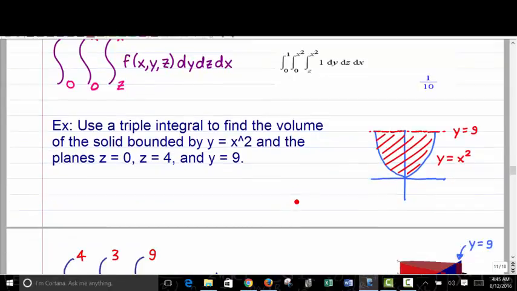So now we're going to use a triple integral to find the volume of the solid y equals x squared bounded by the planes z equals 0, z equals 4, and y equals 9. So I drew it, y equals x squared, obviously in rectangular form right here.